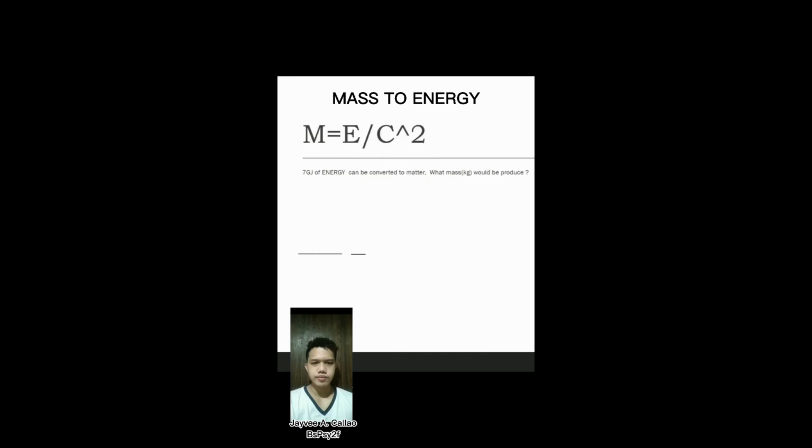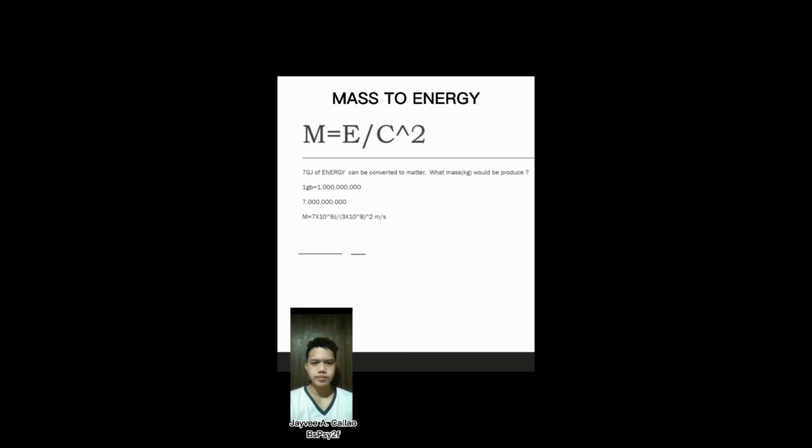In this problem, we will use the formula M equals E divided by C squared. First, let's find the given energy, which is 7 gigajoules, but we need it to be joules only. Just multiply the 7 gigajoules to 1 billion, and we will have 7 billion, and convert it to SN form. When we convert it to SN form, just put a dot on the first whole number, which is 7, and just count the numbers after the dot, which is 9 zeros, and the 9 will be our exponent. So it should look like this: 7 times 10 to the power of 9.